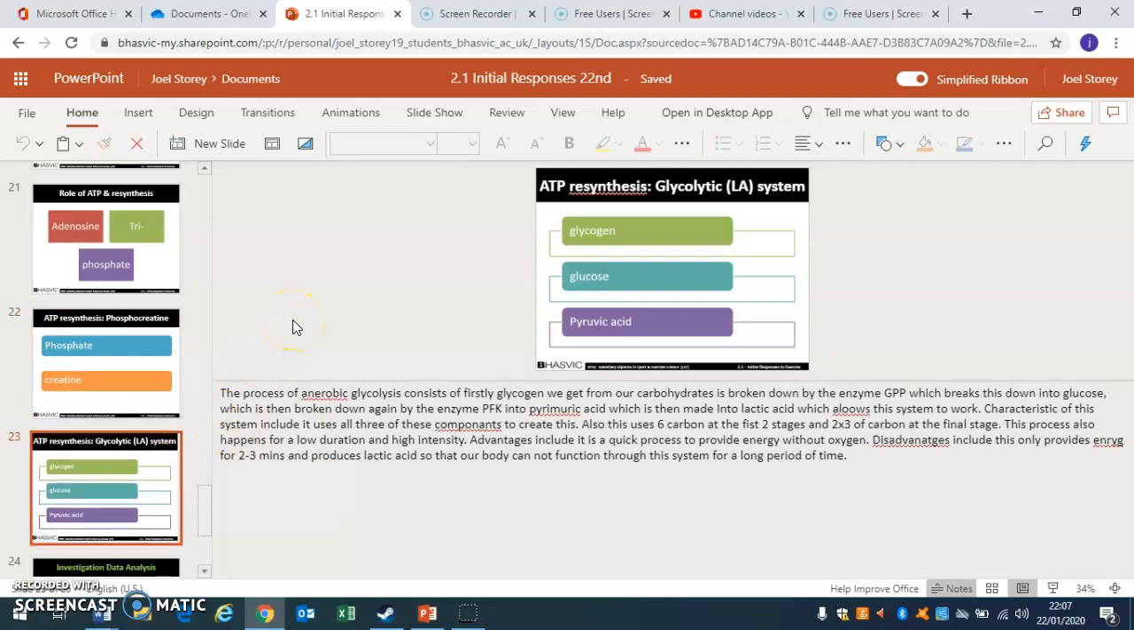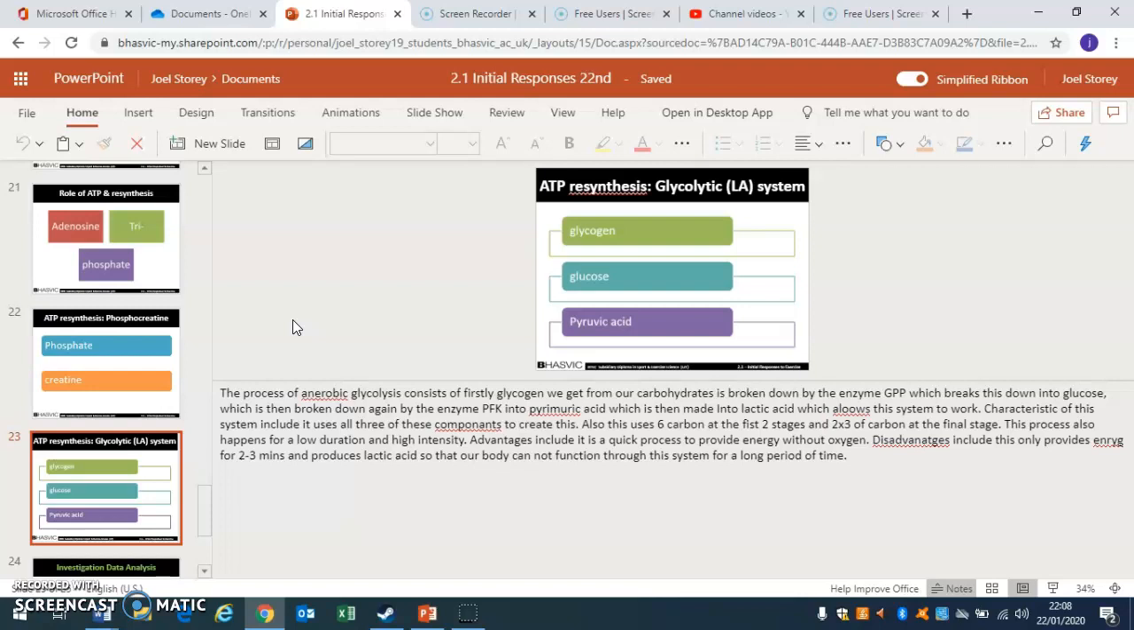Glycolytic (lactic acid) system. The process of anaerobic glycolysis consists of first glycogen we get from our carbohydrates is broken down by the enzyme GPP, which breaks down into glucose, which is then broken down again by the enzyme PFK into pyruvic acid, which is then made into lactic acid, which allows this system to work.